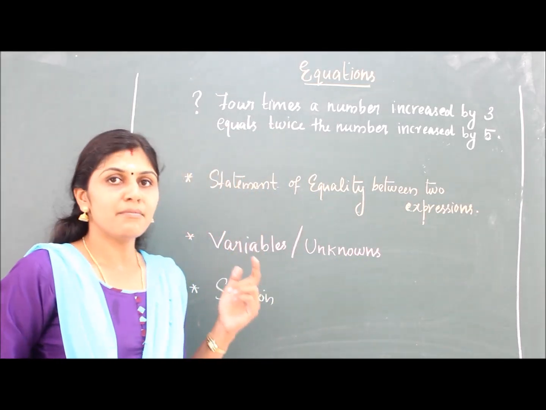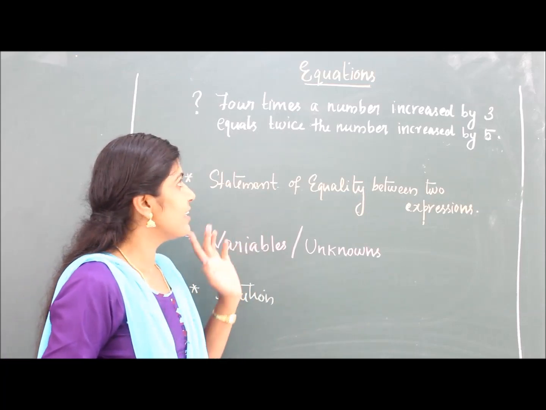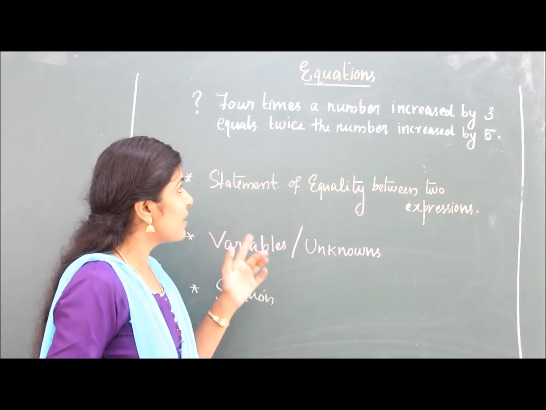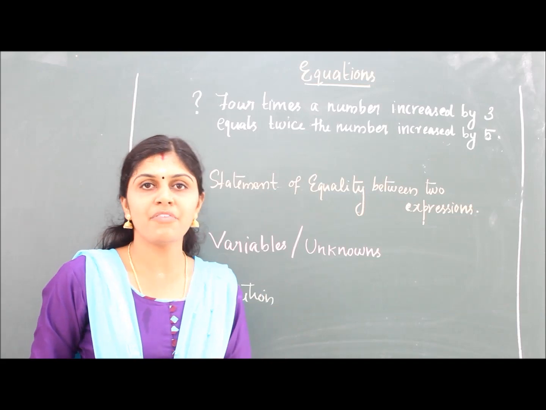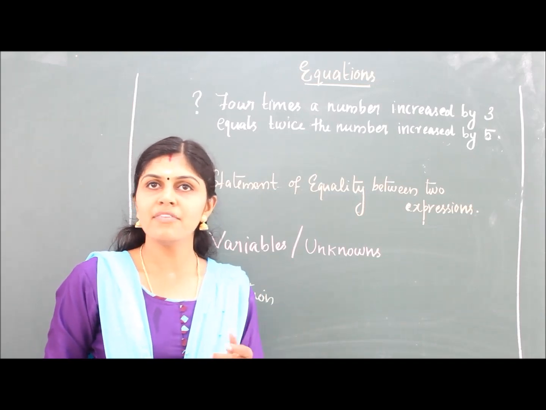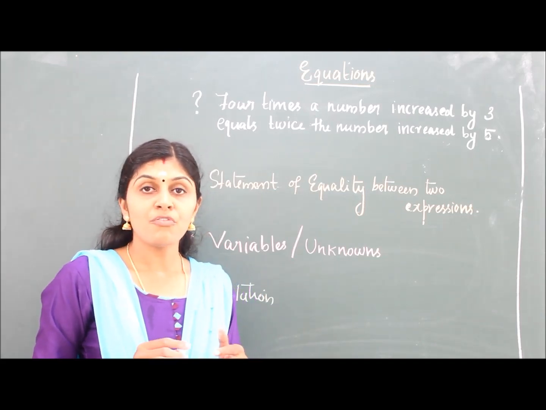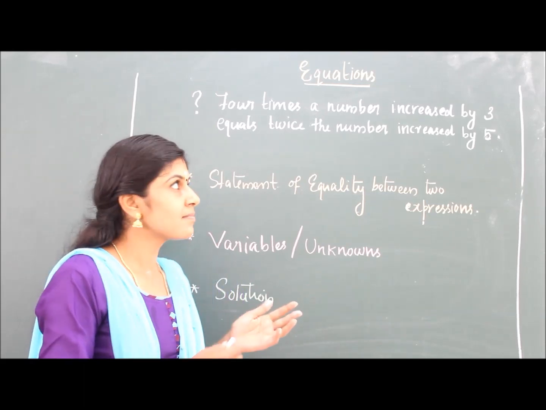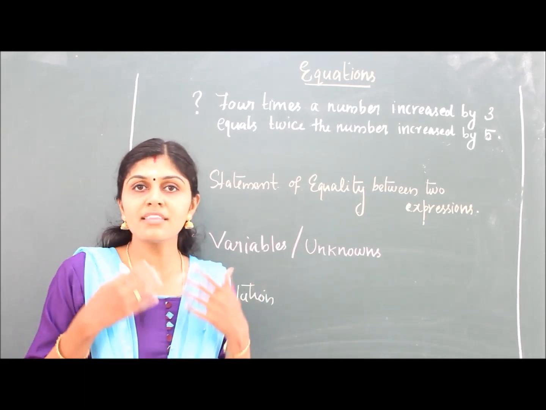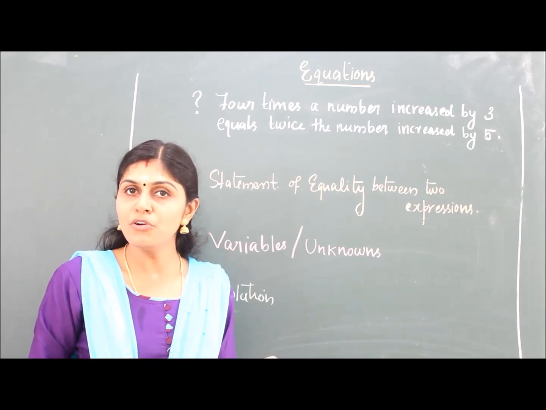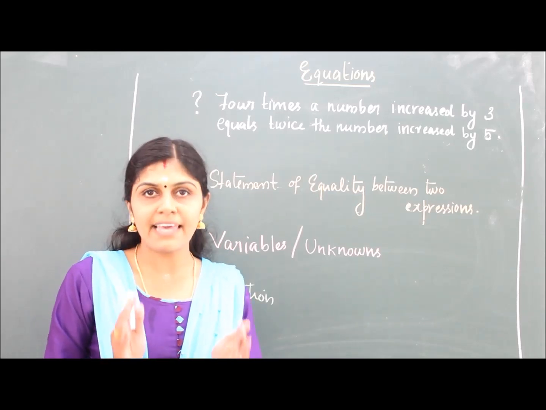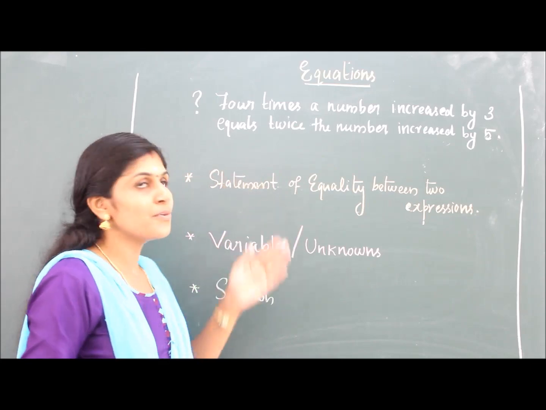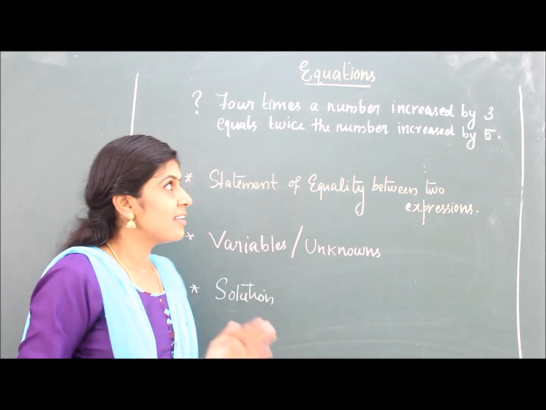4 times a number increased by 3 equals twice the number increased by 5. Here I have given a situation of how equations are formed. So let us go through it. Whenever we are thinking of a number which we don't know, we always take it as x. So here also, let the number be x.